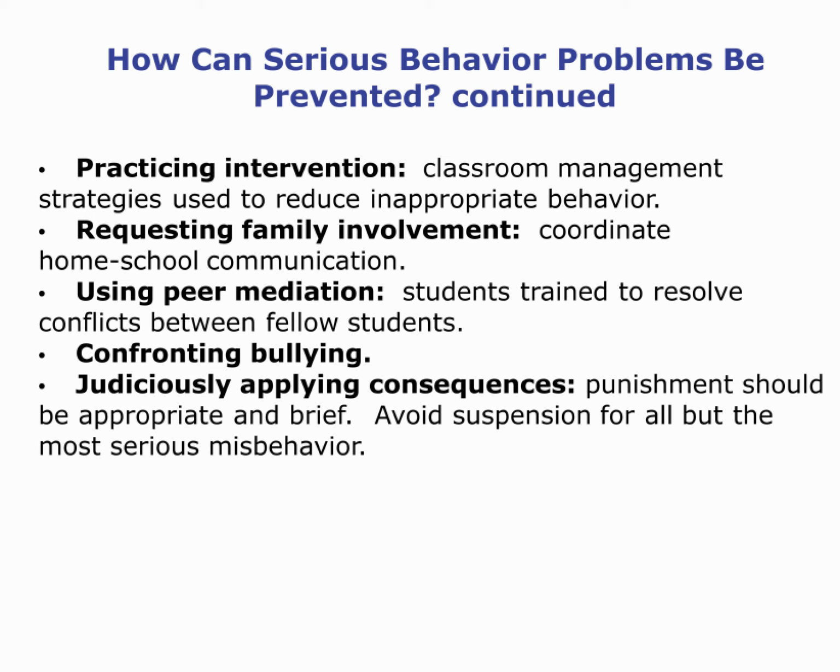You can't just let it go, and you can't say, oh my God, that kid's such a wimp, he kind of deserves it. You have to stop it, and you have to judiciously apply consequences. Punishment should be appropriate and it should be brief. Avoid suspension at all costs unless the kid is really doing something inappropriate. And that is how you do comprehensive classroom management and create a good learning environment.